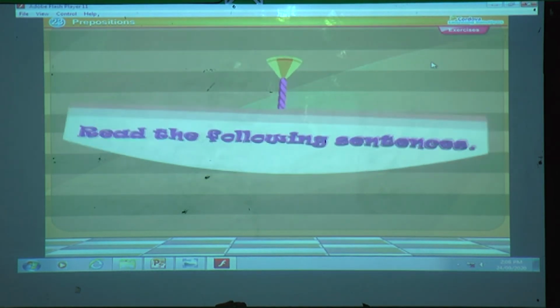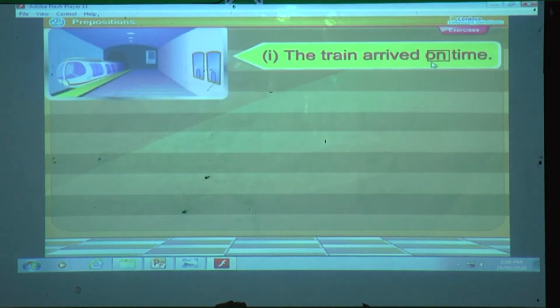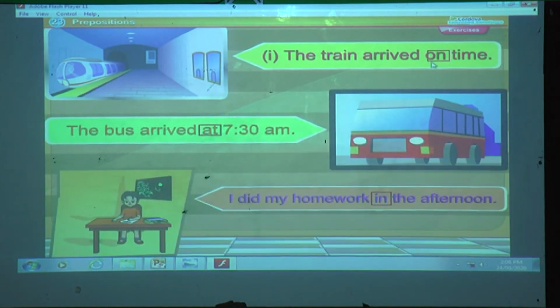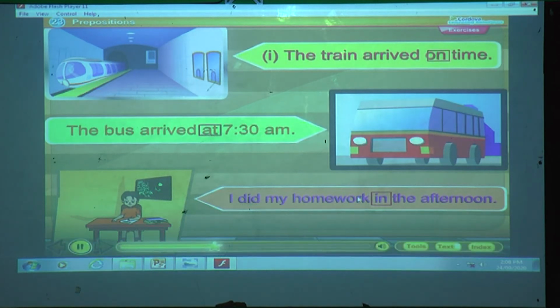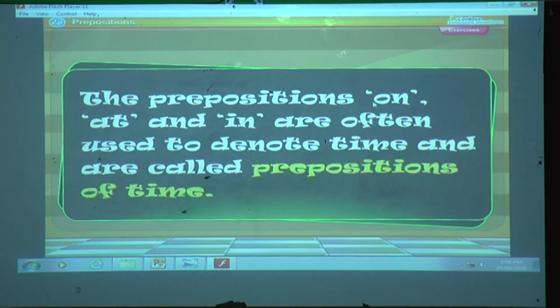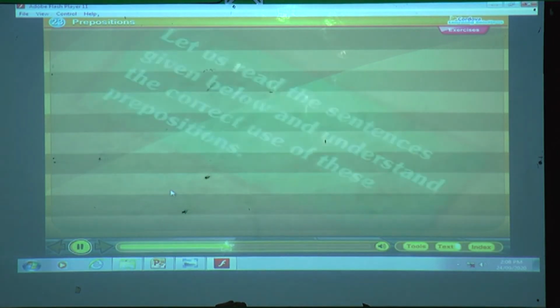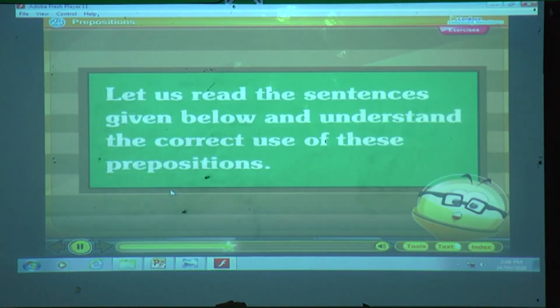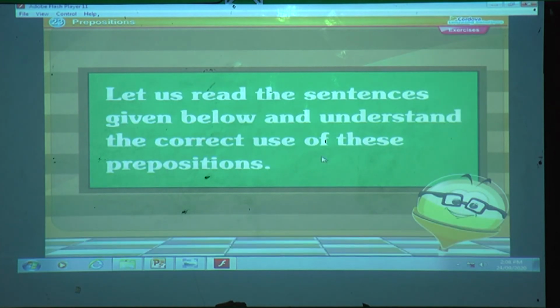Read the following sentences. The train arrived on time. The bus arrived at 7:30 a.m. I did my homework in the afternoon. The prepositions on, at, and in are often used to denote time and are called prepositions of time. Let us read the sentences given below and understand the correct use of these prepositions.